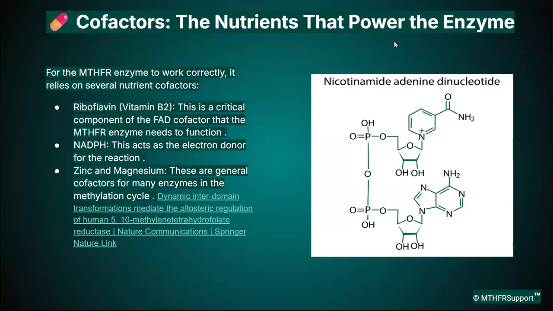For the MTHFR enzyme to work correctly, it relies on several nutrient cofactors. One is riboflavin, better known as vitamin B2. This is a critical component of the FAD cofactor that the MTHFR enzyme needs to function. Another one is NADPH. This acts as the electron donor for the reaction. And then we have zinc and magnesium. These are general cofactors for many enzymes in the methylation cycle.